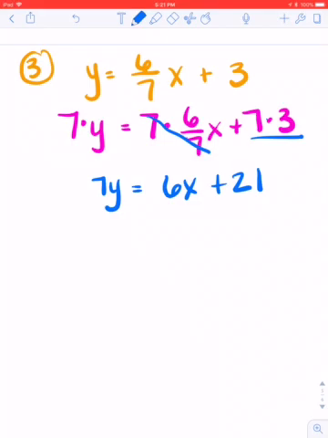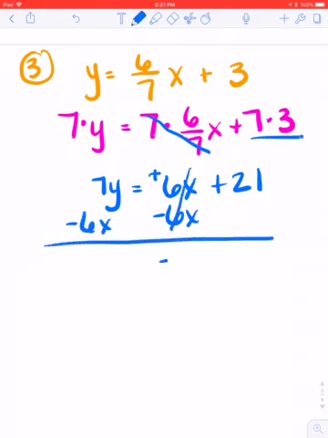Now we need to work on getting our X on this side. So I assume this is positive 6X. I'm going to subtract 6X from both sides. So I'm left with 21 here. And on the other side over here, I'm going to put that X first. So negative 6X. And I'm assuming this is positive 7Y, so I'm going to do plus 7Y.